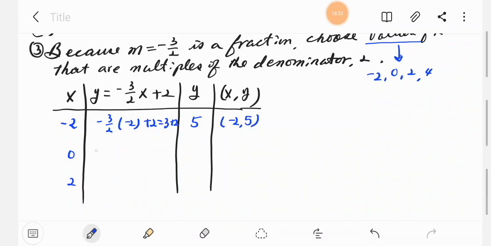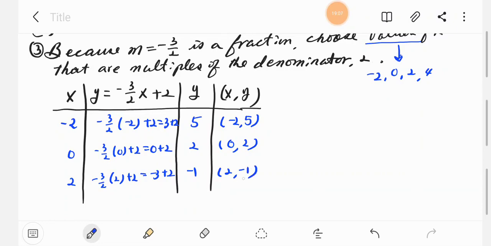Okay, if x equals 0, then negative 3 over 2 times 0 plus 2. Then the fraction will become 0 plus 2, so the y value is 2. Then the ordered pair is 0 and 2. Okay, let's try one more. The next one is negative 3 over 2 times 2, right? Then the 2 cancels out, negative 3 plus 2, so the y value is negative 1. So the third point is x equals 2, y is negative 1.